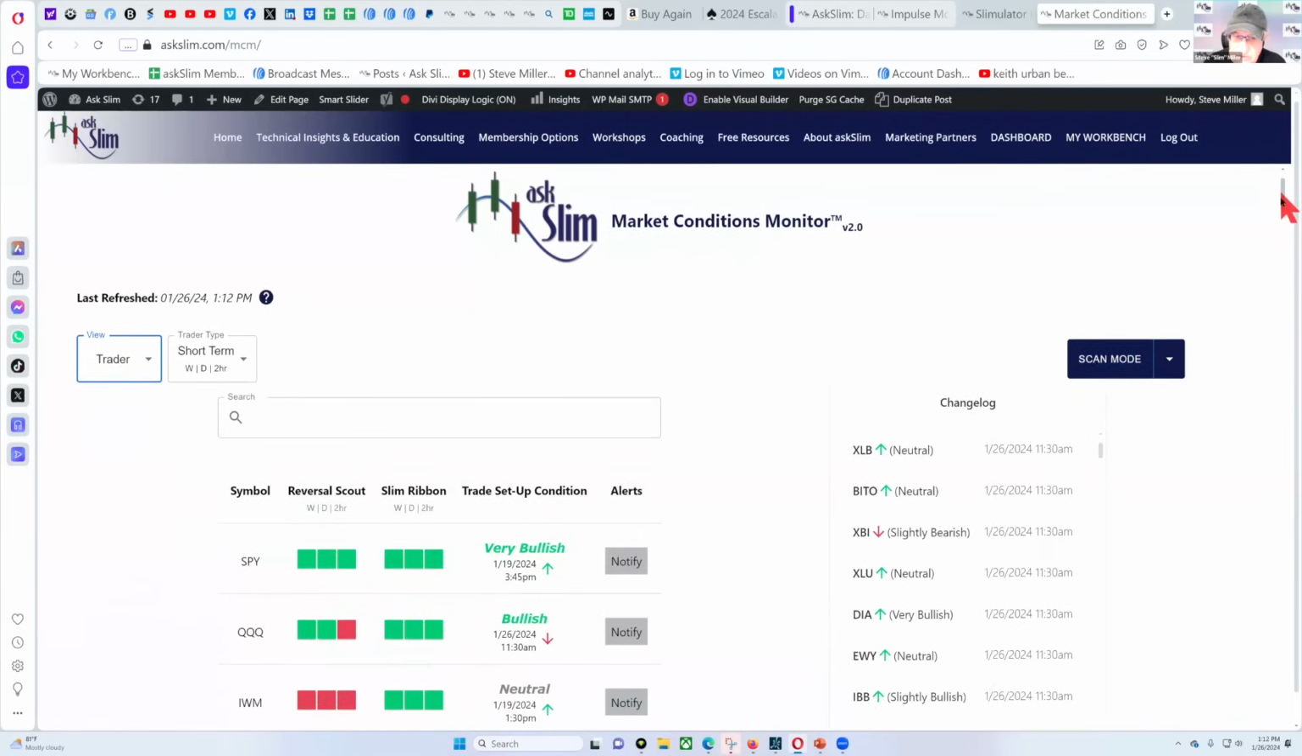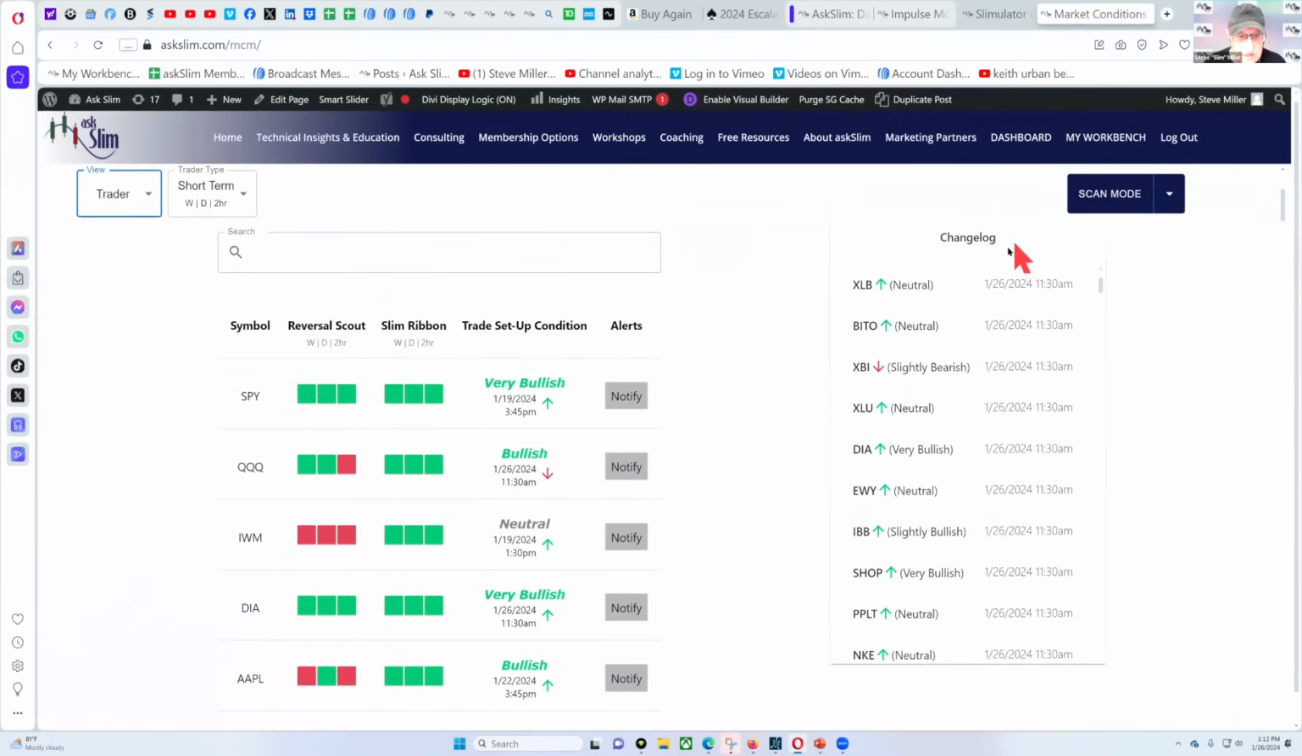And I just want you to see right over here as we look at the indexes that the SPY is very bullish. The QQQ has ticked down from very bullish to bullish still. The IWM, which doesn't have a lot of strength, is neutral. And the diamonds are still very bullish. I mean, they're still showing good strength. And you could see Apple peeking out here as still bullish right there.